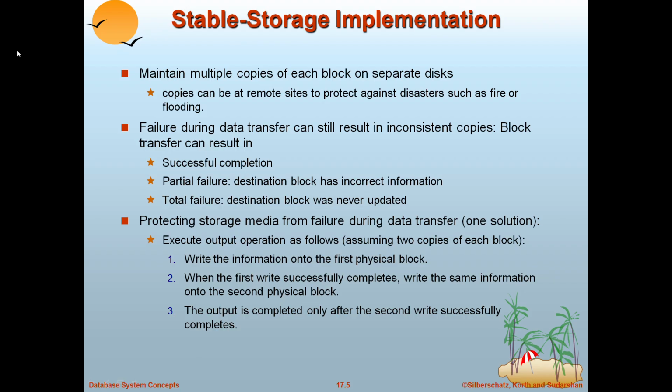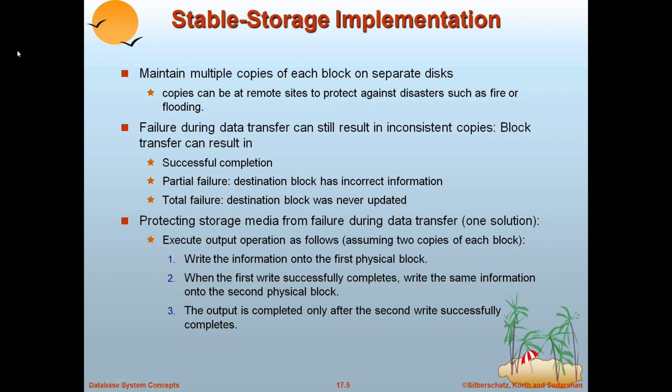A block transfer can have three outcomes. One is successful completion: whenever we transfer data as a block, it may complete successfully. The second is partial failure, where the destination block has incorrect information because only some part of the block was delivered to the receiver. The third is total failure, where the destination block was never updated.